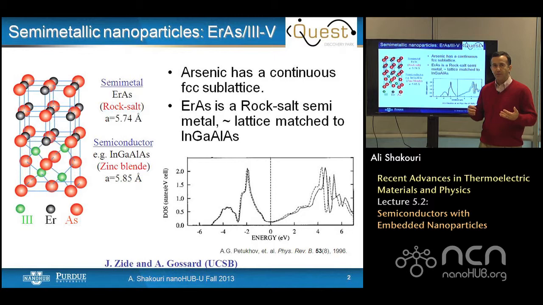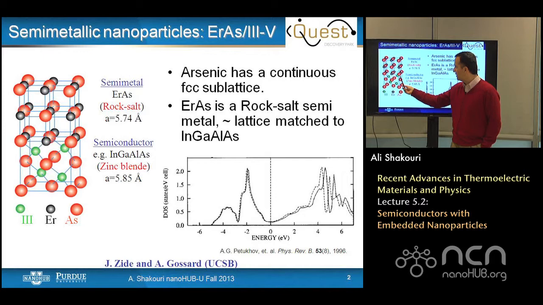So the idea is to combine semimetallic nanoparticles of erbium arsenide in a semiconductor with 3-5 semiconductors such as indium gallium or indium gallium aluminum arsenide. The structure of the semiconductor is zinc blende, where you can see the atoms for arsenic, group 3 elements, indium, gallium, or aluminum, as well as erbium. Erbium arsenide is a rock salt structure with similar lattice constant.